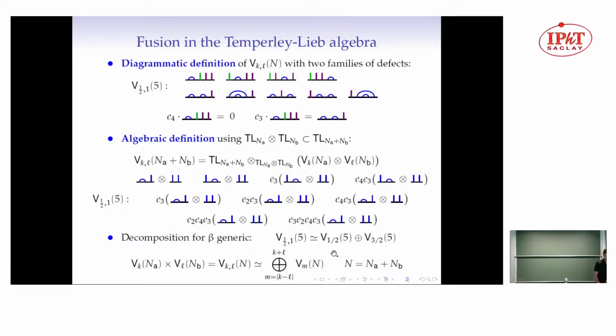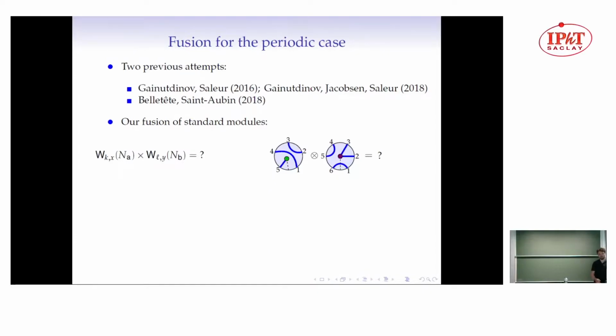So now, this brings us to what happens in the periodic case, right? In the periodic case, it's less obvious because you want to fuse diagrams which are defined on an annulus, and it's not exactly clear how you should do this precisely. And in fact, this problem was tackled already. There were 2 proposals for the fusion in the periodic case, one of them by Graham and Lehrer, with a second paper with Jacobsen. And then there was a second proposal by Jonathan Belletête and Yvan Saint-Aubin.